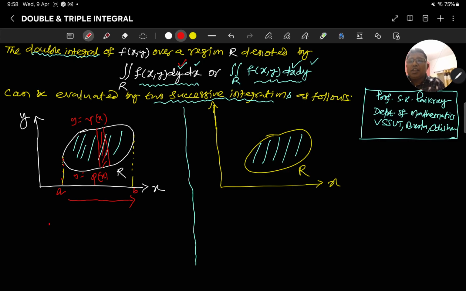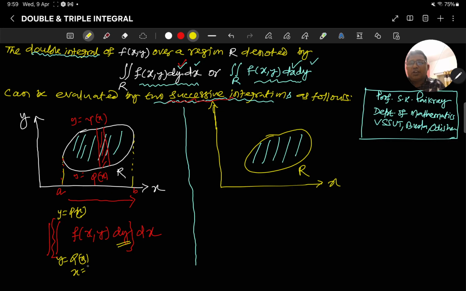Here this point, you say this is my A point and this is my B point. So now this double integral is the integral of f(x,y) dy dx. I have told that it is the evaluation of two successive integrals. So here we have to evaluate this inner integral first. What is the limit of this integral? The limit will vary: y is equal to phi of x, and here it is y is equal to psi of x. Now if you evaluate this integral with respect to y, we treat x as a constant here.